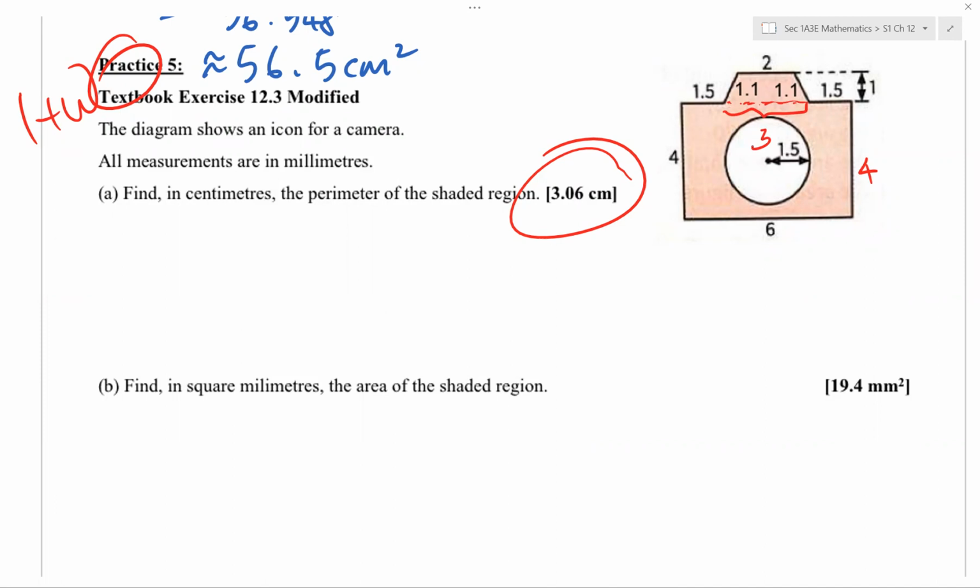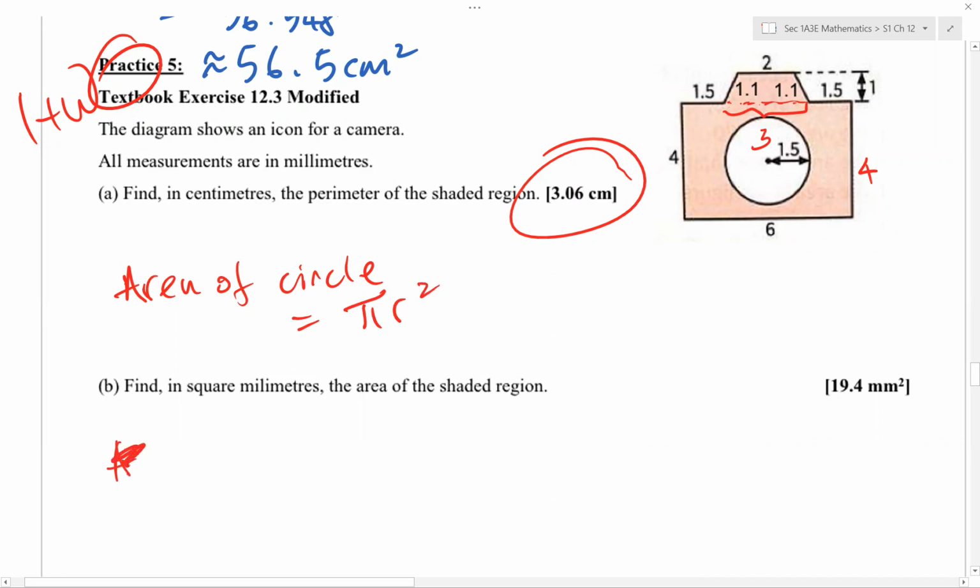So just a recap. Area of circle is pi r squared. Perimeter or circumference of circle is pi d, which is the same as 2 pi r.